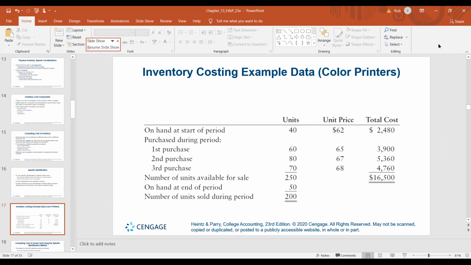So let's have a little fun now doing a little calculation. We add these units up. That's 250 available for sale. They've either been sold or we still have them. At the end of the month, we counted 50, and that leaves us with 200 units sold. So now how are we going to divvy out that $16,500 number right there, okay?